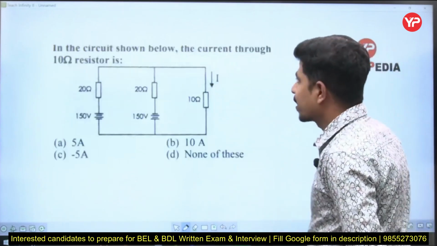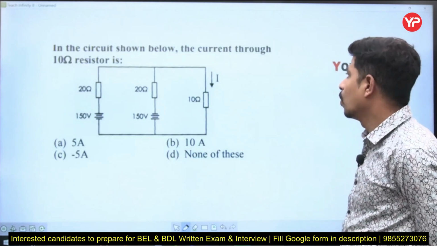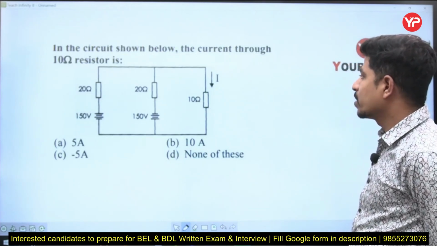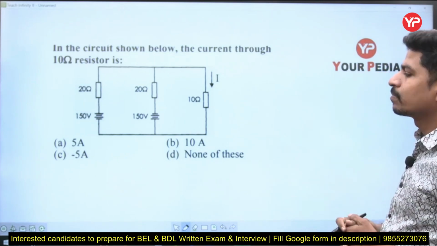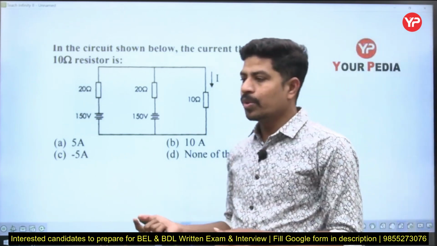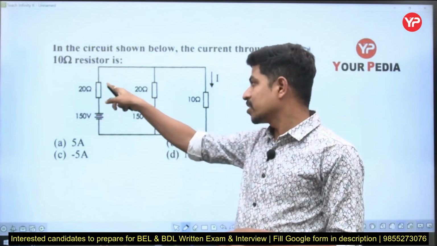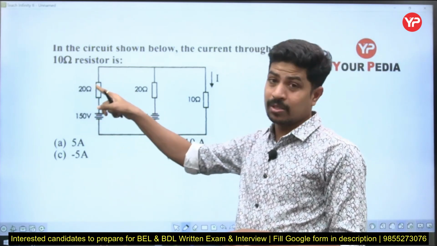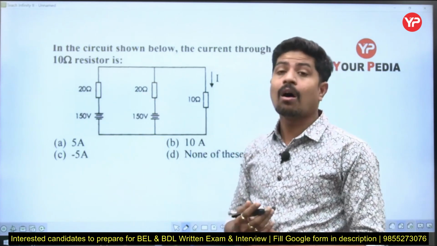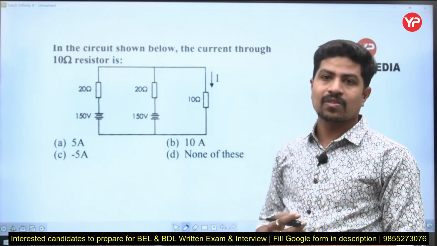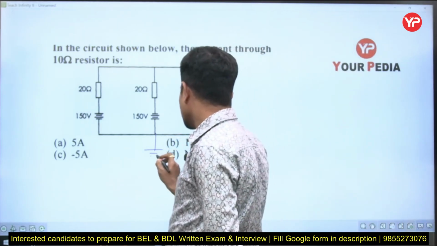Let's go to the next question. In the circuit shown below, what is the current through the 10 ohm resistance? This can be done in many ways. This problem can be done with source transformation: convert this voltage source in series with resistance into a current source in parallel with resistance, this also in the same way. Then you apply current division or nodal analysis, or with mesh analysis also you can do.